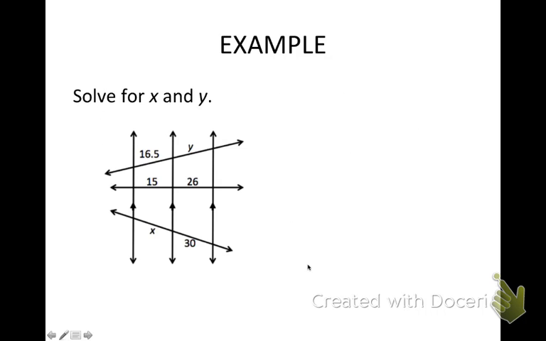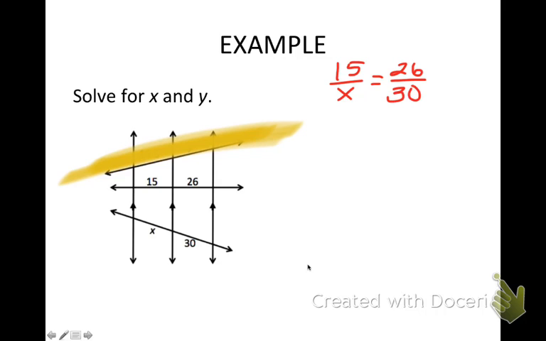Let's write it as we see it. Let's solve for x first. To solve for x, I'm going to ignore this top half. Write it as you see it. 15 over x equals what? 26 over 30. Is everybody okay with how we set that up?